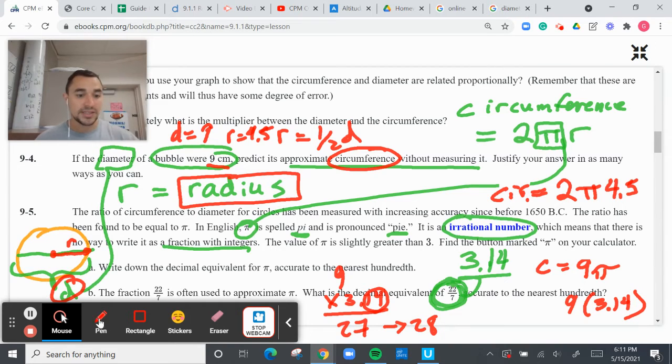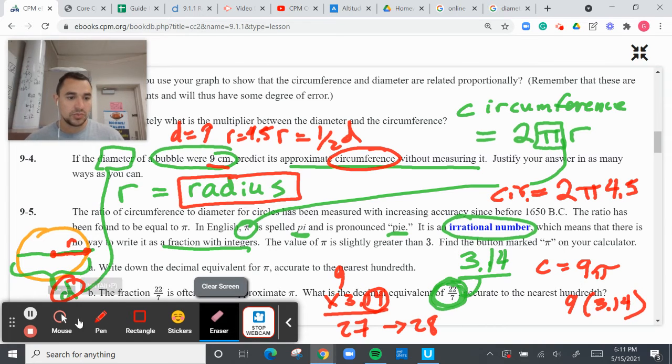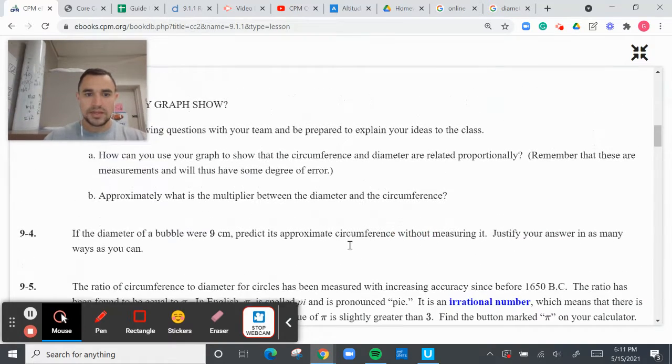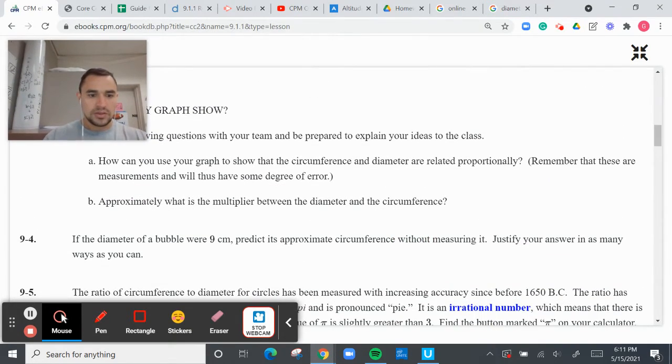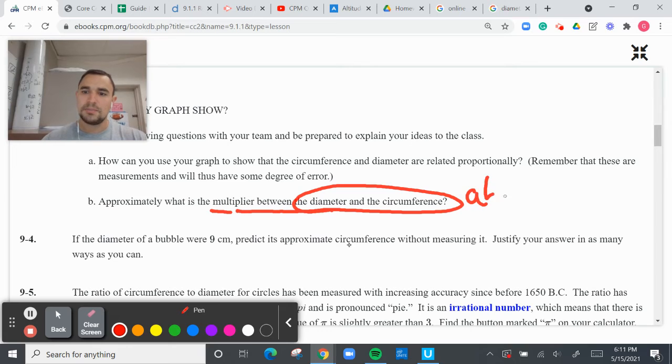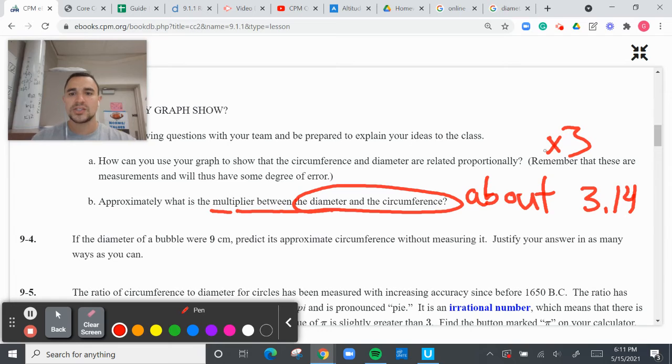All right, so basically, to answer the question, let me go back up here. It says, what is the multiplier between the diameter and the circumference? And so we can say about 3.14. You can say times 3, just around there. How is that related? Related proportionally, it's basically times 3, if we had to give a guess.